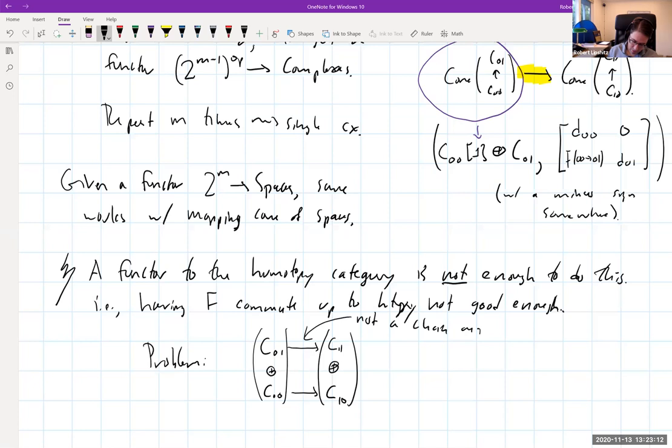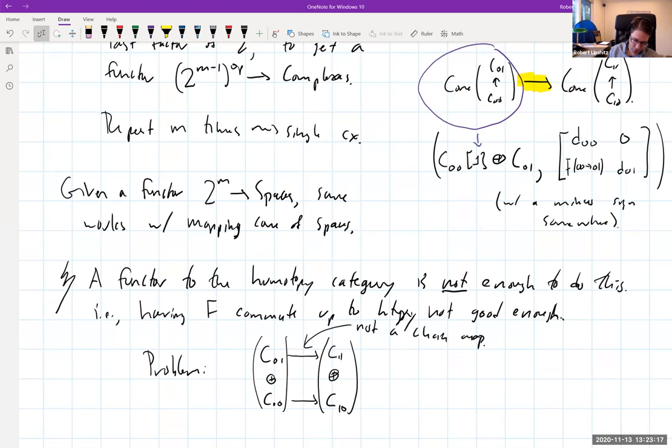And what, of course, you're supposed to do is put the homotopy in here. So you're supposed to introduce the homotopy here as an extra map. But then you have a chain complex, or sorry, a chain map, but it depends on the homotopy. The resulting chain complex depends on the choice of homotopy.